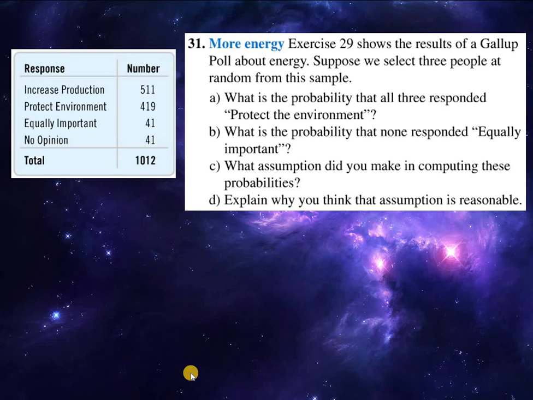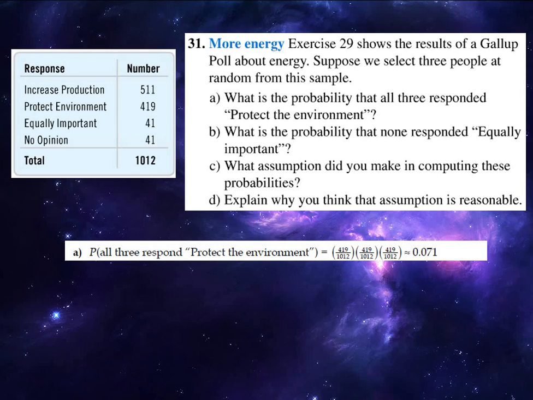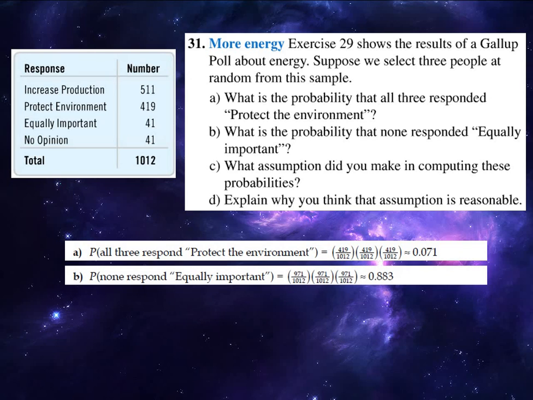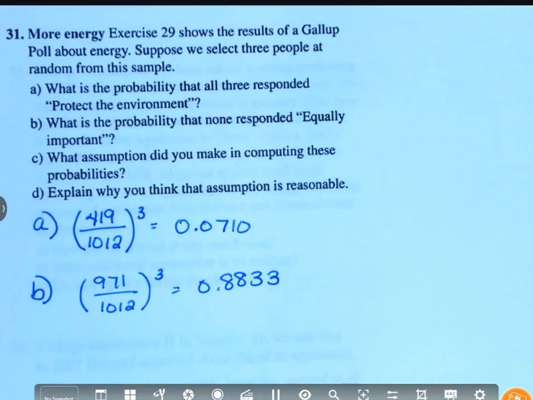All right, so for A, what did you get for A? 0.0710. Okay, good. Here we go. And I'll show you how I show work for this in a second. And for B, what is your answer for B? 0.8833. And basically, this is all I show for work on that.